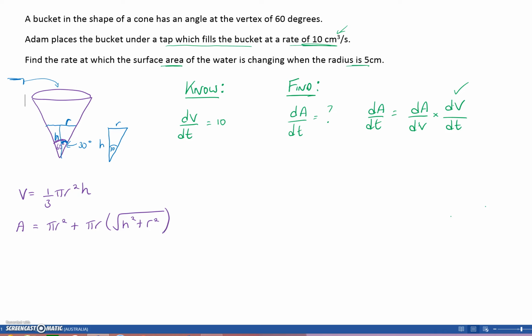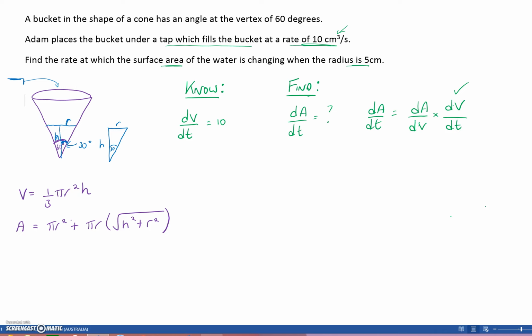So these two rules, just looking at them, we can see here we've got volume, but in terms of radius and height. And we've got area also in terms of radius and height. And we know that we can't differentiate either of these expressions until we get them in terms of just one variable. So we need to work on that.